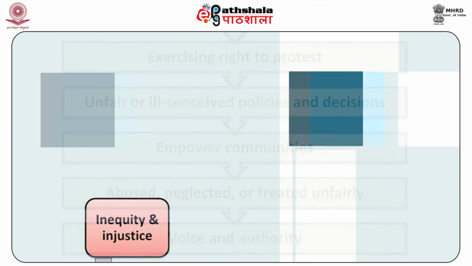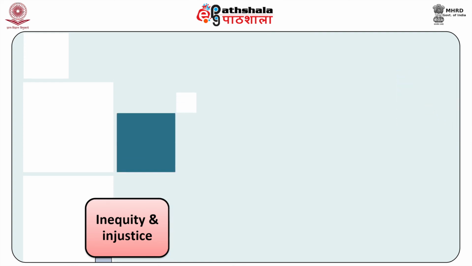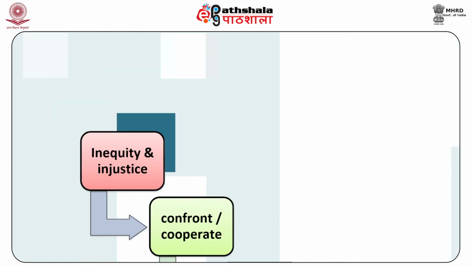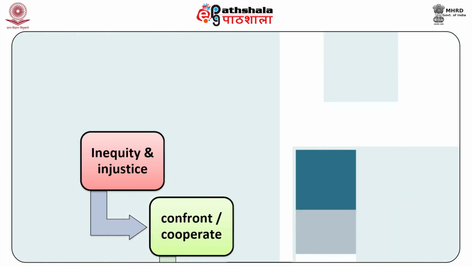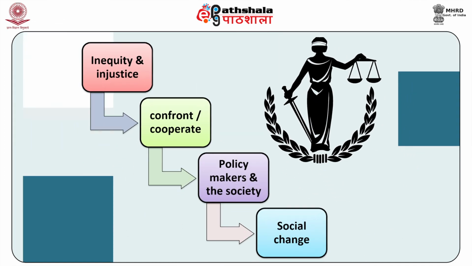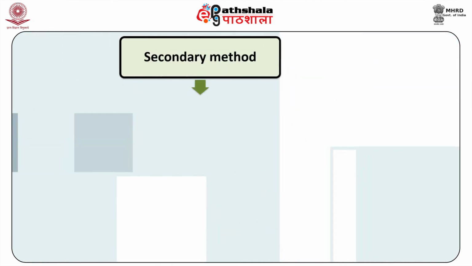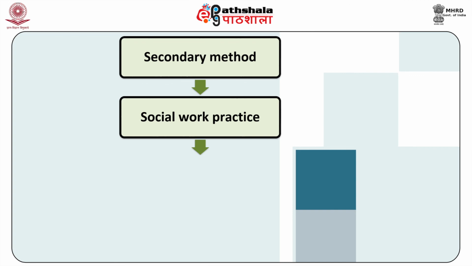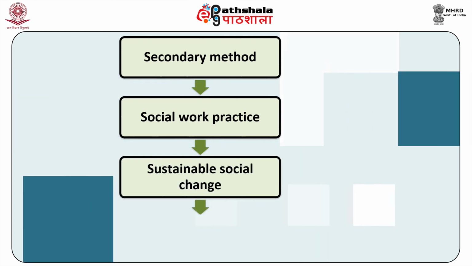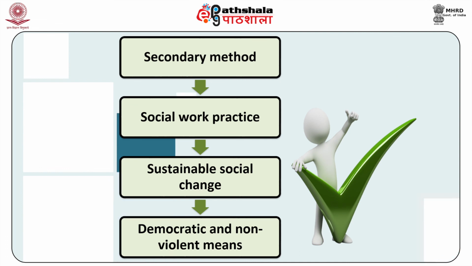By drawing attention to inequality and injustice, and by using unified action to confront or cooperate with policymakers, the society as a whole is moved toward bringing about significant social change. It is also called a secondary method for professional social practice for promoting sustainable social change through democratic and non-violent means.